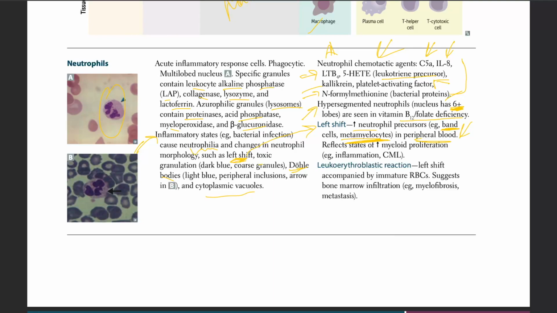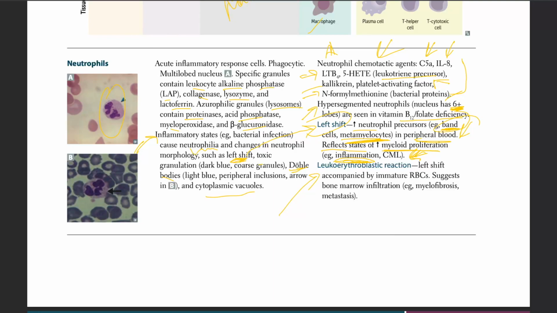That's called left shift. Why do we have the left shift? Well, it reflects the states of increased myeloid proliferation. Example, either normally in inflammation but pathologically in CML. Inflammation causes a lot of neutrophils to be produced, and that's called left shift, in which you will see even the bands in the bloodstream.